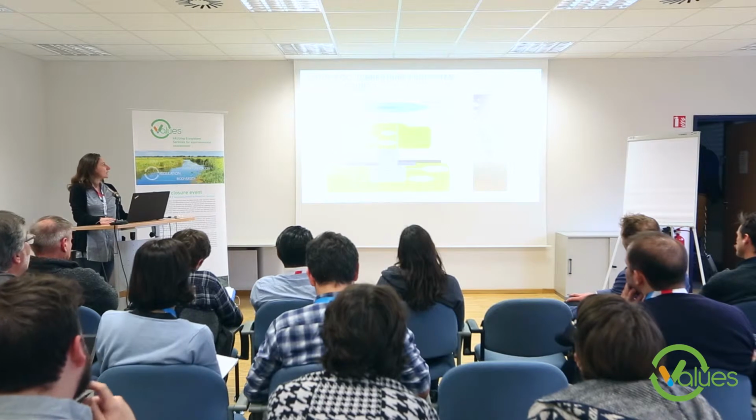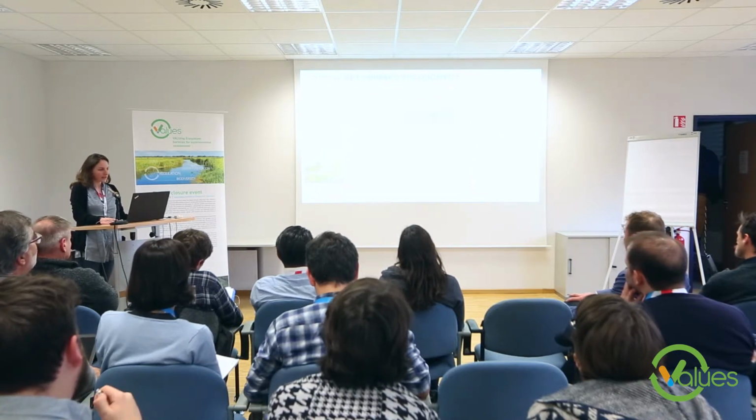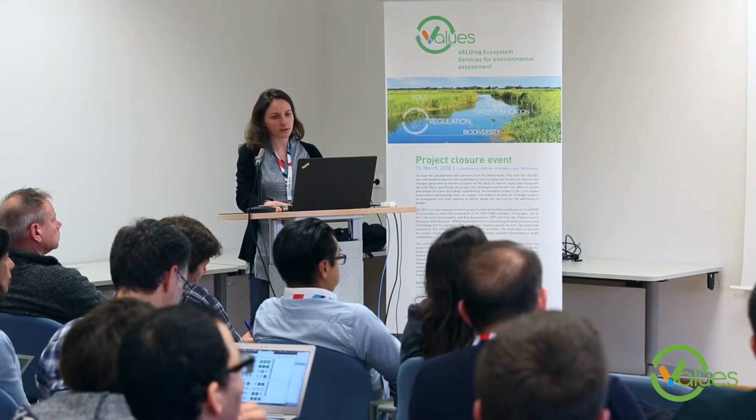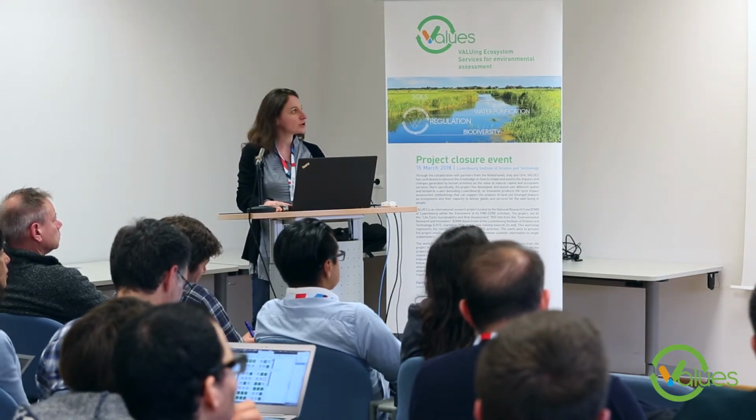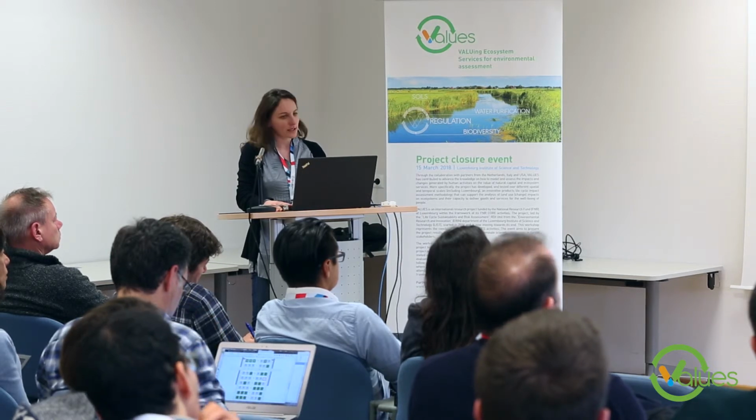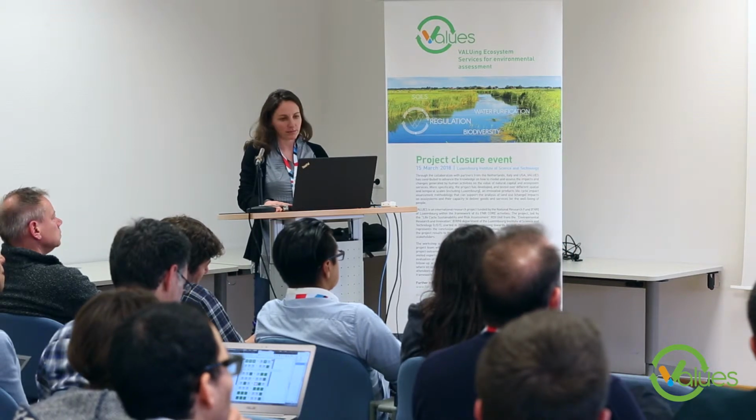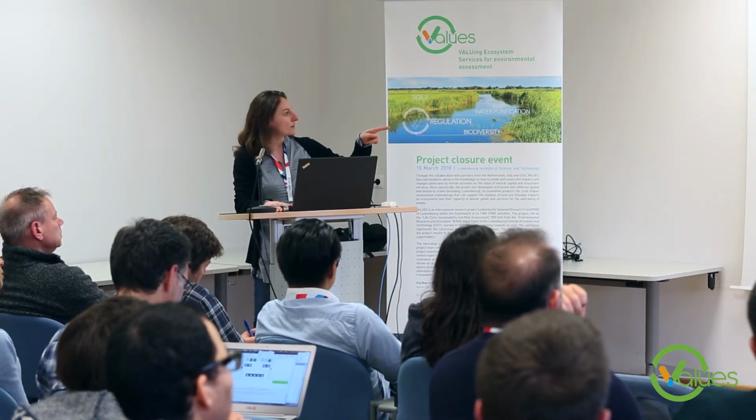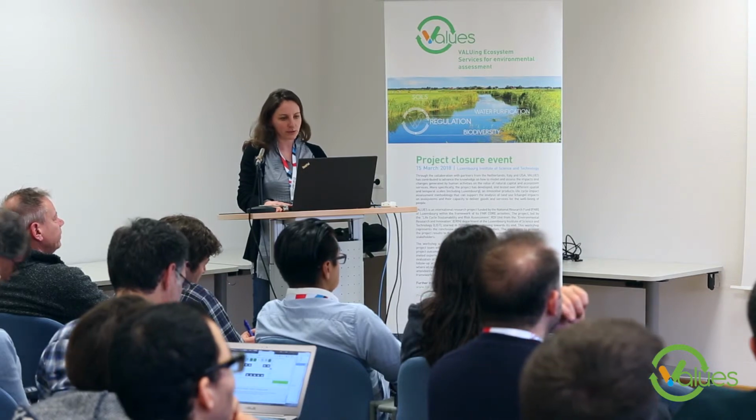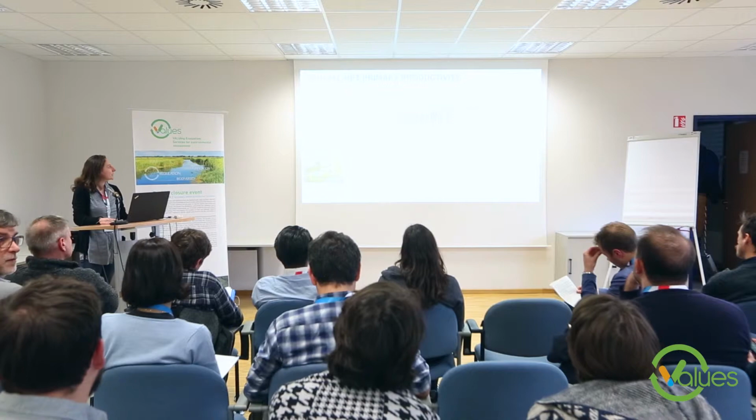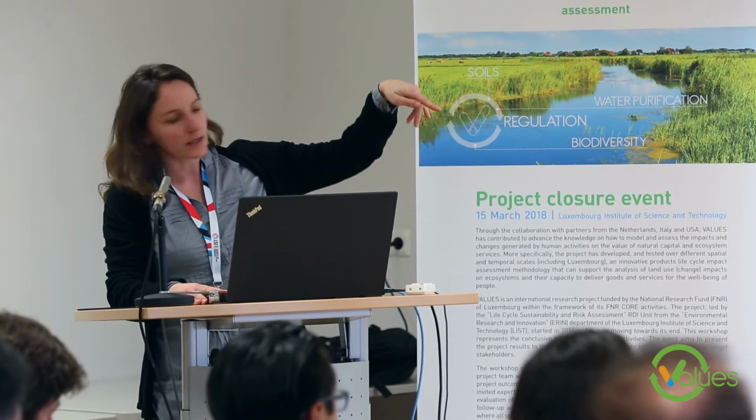So here I would like now to show you one example for Luxembourg of the most important tree species, the beech tree. Here you can see the NPP, the net primary productivity of this beech forest for a long time period from 1915, with a future scenario until 2100. What we can see here is the short-term carbon uptake. The different colors are different soil types.